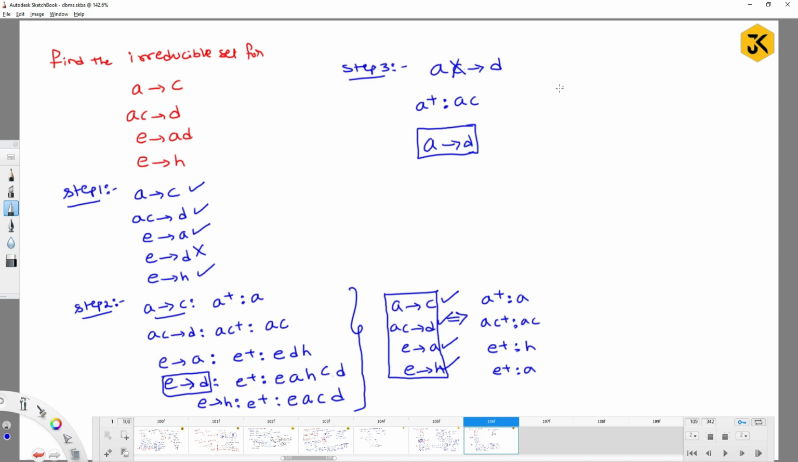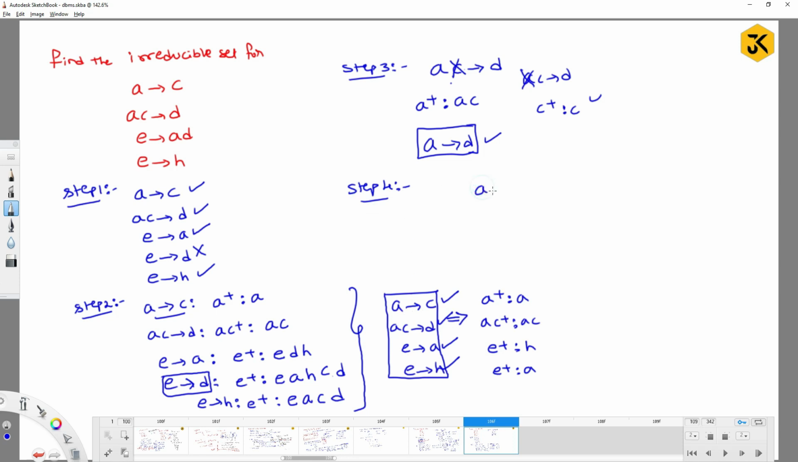Similarly, try the other attribute, right? What is C closure? If I remove A, from C can I get A? C closure is C, which means A is required here. A is required. So finally A determines D is the solution for AC determines D. So we completed all the FDs which have more than one attribute on the left side. Then we go to step 4.